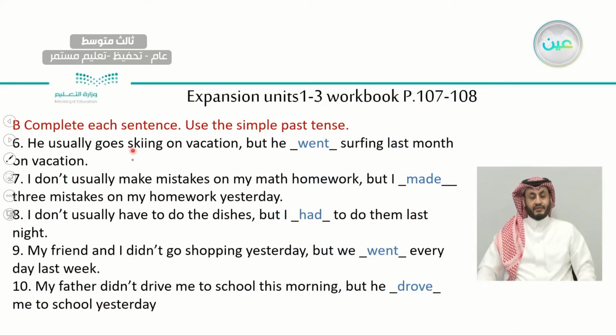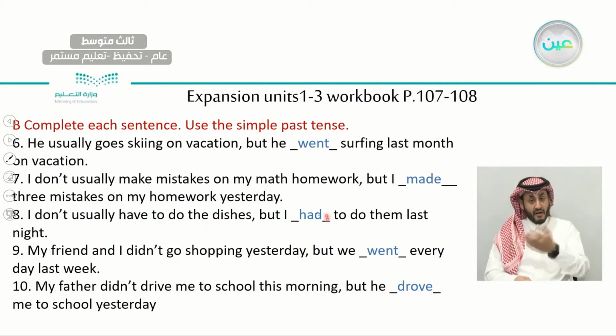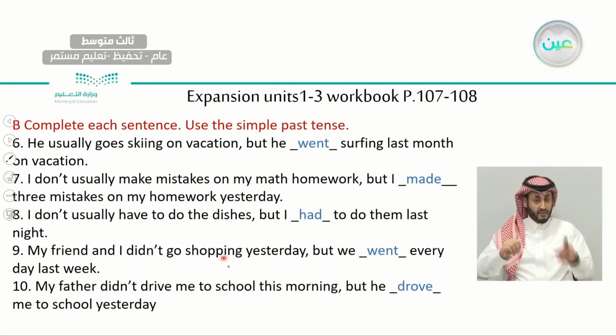6, he usually goes skiing. The past form of go is went, but he went surfing last month on vacation. 7, I don't usually make mistakes on my math homework. Make, the past is made, which is irregular, but I made 3 mistakes on my homework yesterday. 8, I don't usually have to do the dishes, but I had to do them last night. The past form of have is had. 9, my friend and I didn't go shopping yesterday. The past form of go is went, but we went every day last week. The last one, 10, my father didn't drive me to school this morning, but he drove me to school yesterday.